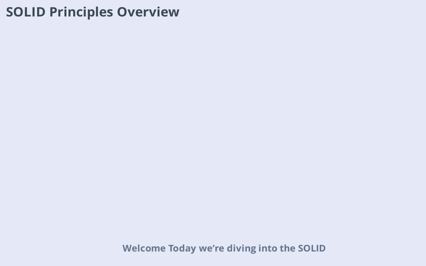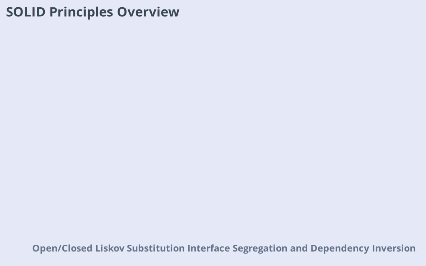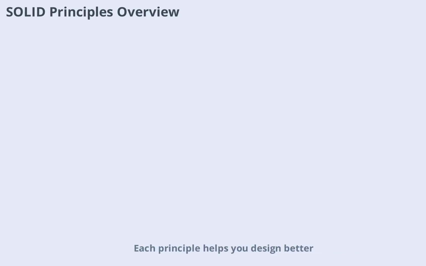Welcome. Today we're diving into the SOLID principles, 5 essential guidelines for writing clean, maintainable, and scalable object-oriented code. SOLID stands for single responsibility, open-closed, Liskov substitution, interface segregation, and dependency inversion. Each principle helps you design better software by reducing coupling and increasing flexibility.